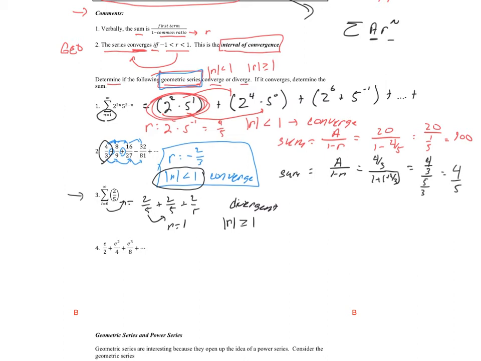All right, moving on to number 4. So I'm multiplying the numerator by an e, and I'm multiplying the denominator by a 2. So e is, well, it's like 2.7 something. So then here my absolute value of r is greater than or equal to 1, so we are going to be divergent.